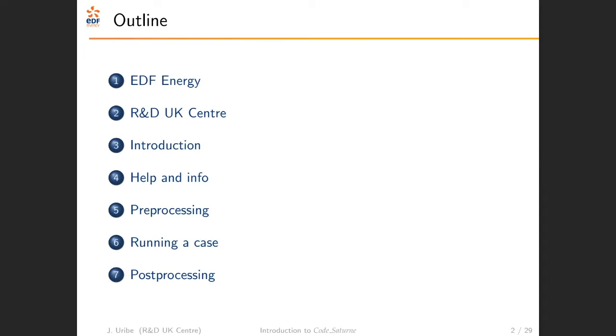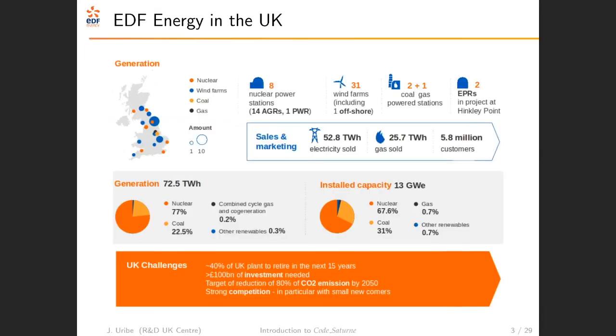EDF in the UK owns 14 gas reactors and 1 water reactor. We're currently the only nuclear operator in the UK. We're building 2 new reactors at Hinkley Point C. And out of those 14 reactors, 2 sites have recently been shut down and are in the process of being defueled, and later on they will be decommissioned.